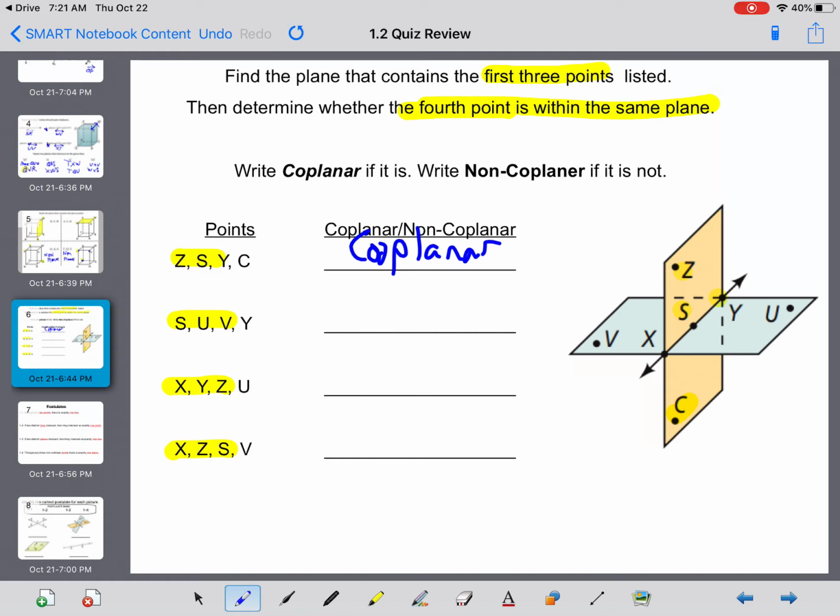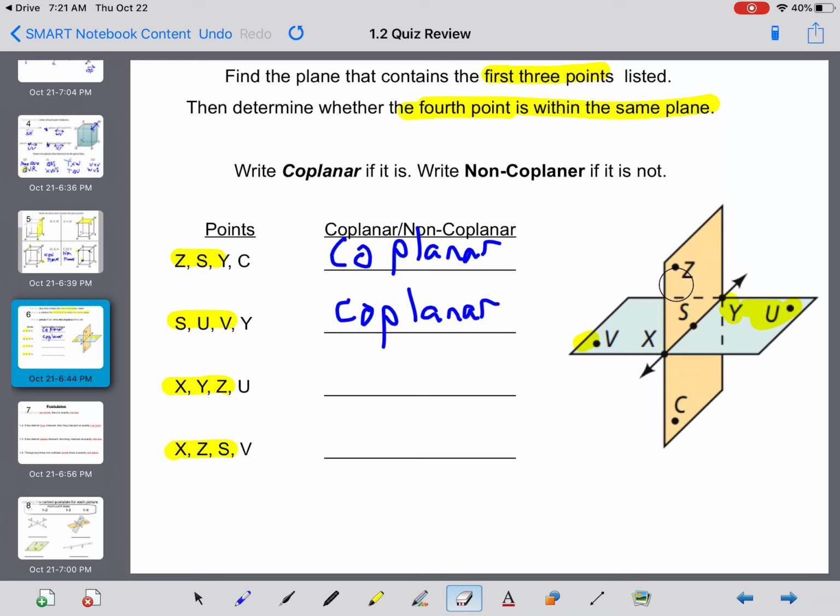Coplanar. Sorry guys, my pen died and I'm writing with my finger on the iPad. Next, SUV. Well, S, U, and V all fall on the blue plane. And Y also falls on the blue plane. So this is coplanar.